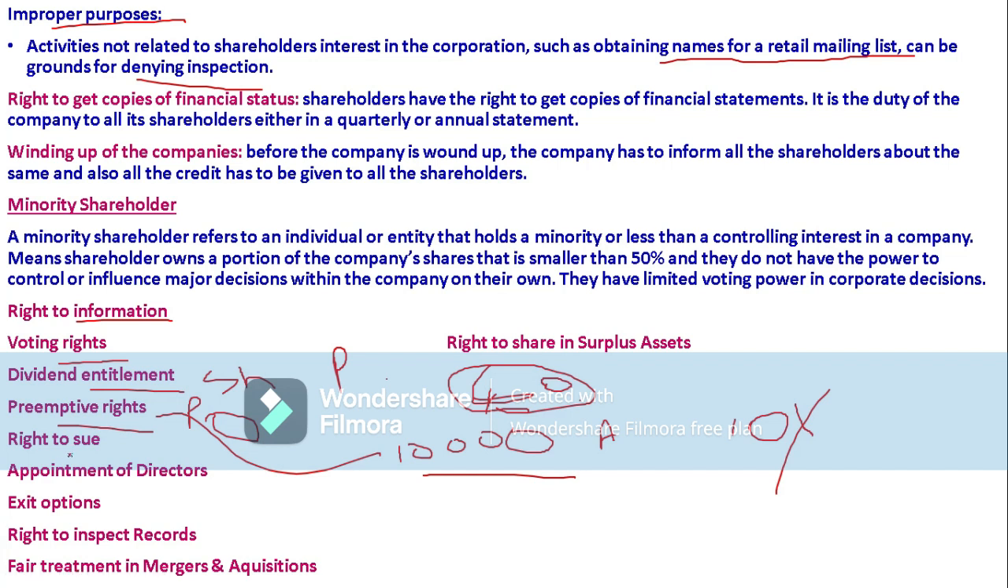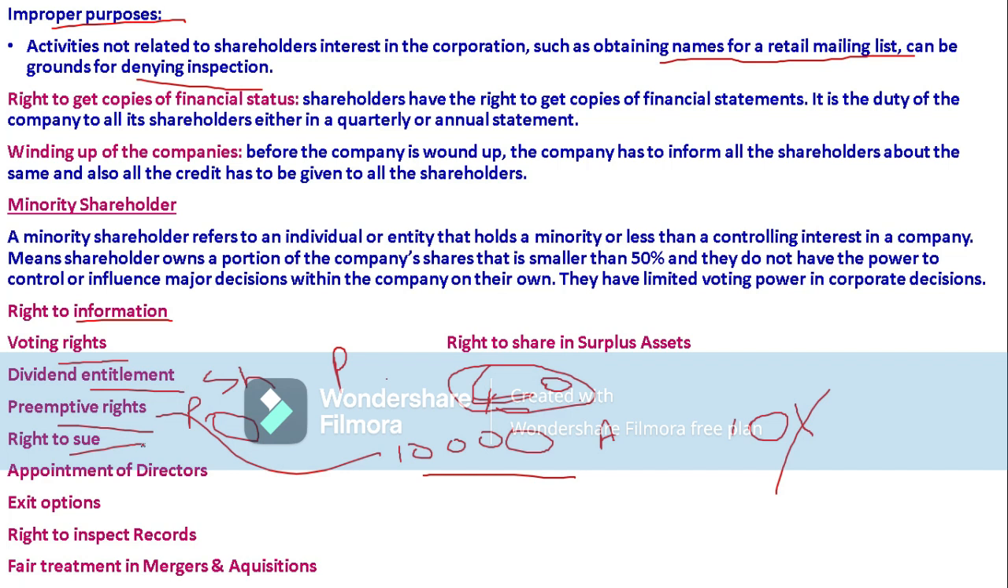If we see another aspect, right to sue, means the ability to take legal action against the company or its management for actions that may harm the interest of minority shareholders. As I said before, minority shareholders are the persons who are having very few shares. So when there is harm to the minority shareholders' interest, in order to protect against oppressive management or unfair conduct by the majority shareholders or the management, the shareholders have the right, the ability, to take legal action against the company or its management for such actions.